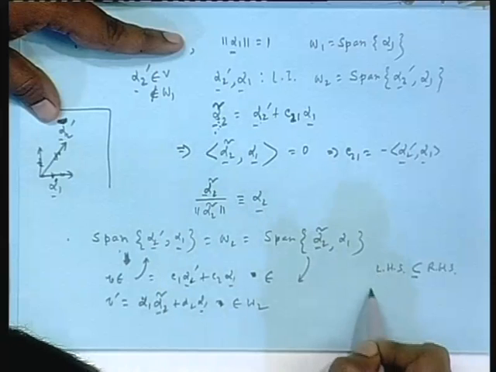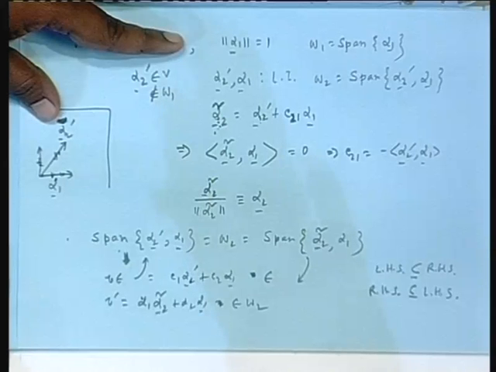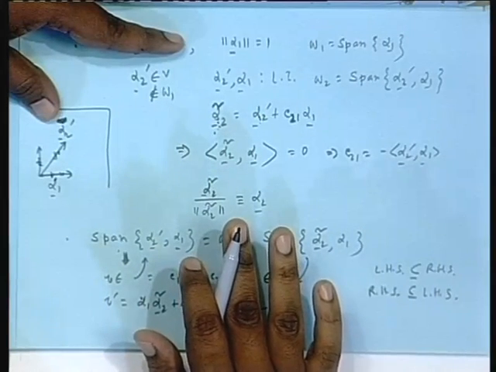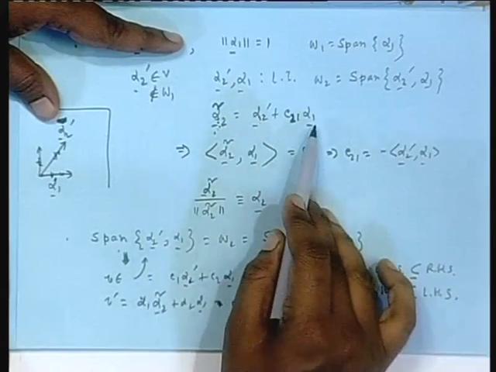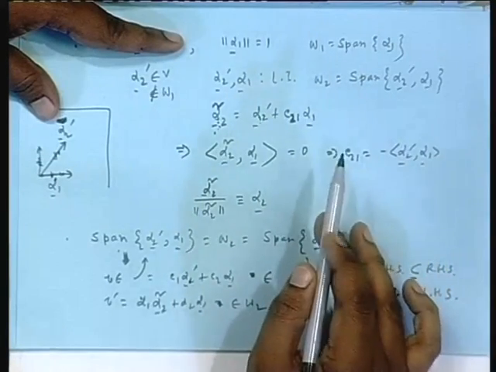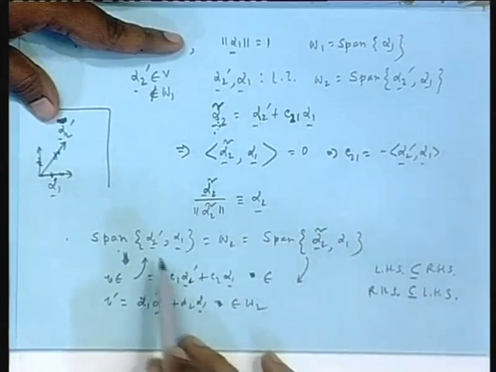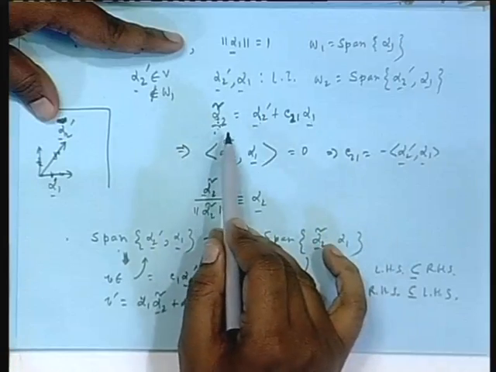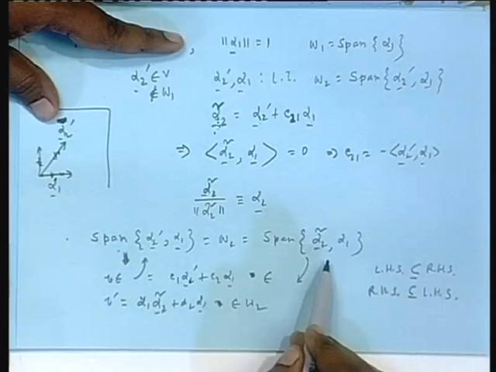Is it clear or not? That means, RHS also contained in LHS. So, RHS and LHS are same, is it not? Any question on this? See, alpha 2 prime is linearly related to alpha 2 tilde and alpha 1, and vice versa. Therefore, wherever you get alpha 2 prime, you replace it by a linear expression. So, that linear combination becomes a linear combination of alpha 2 tilde and alpha 1, which is part of this, and vice versa.